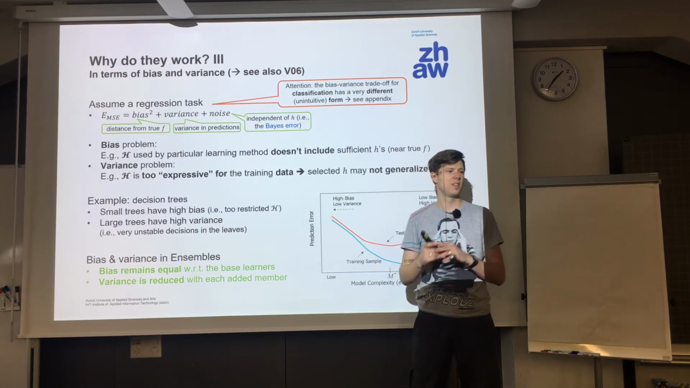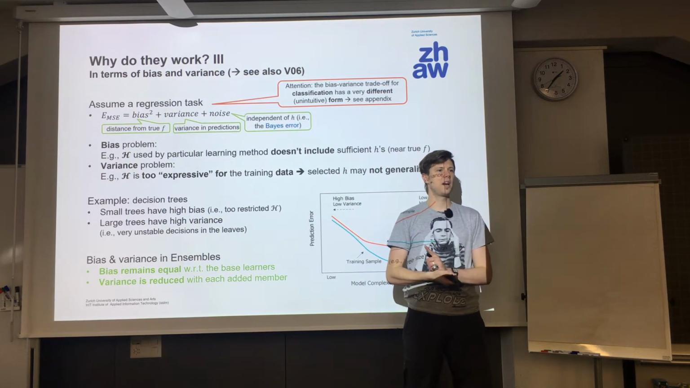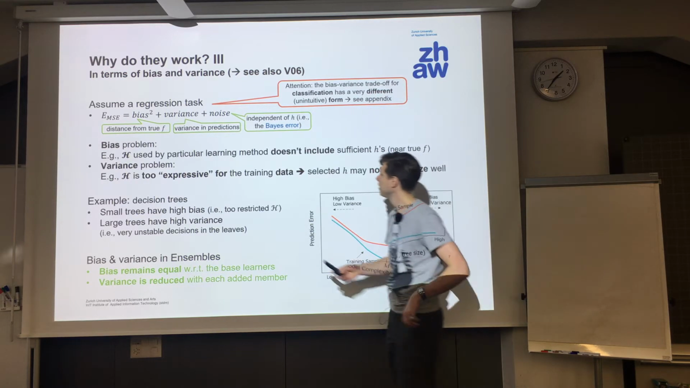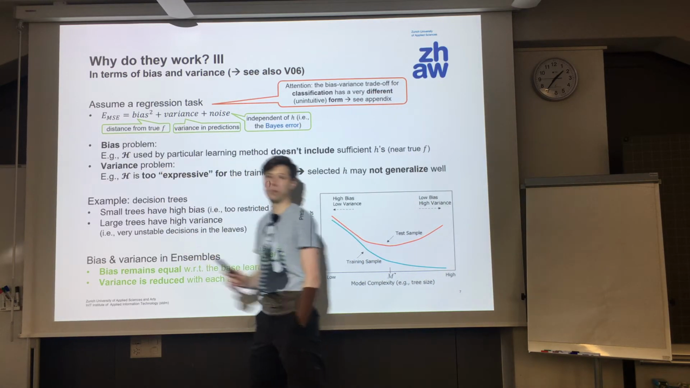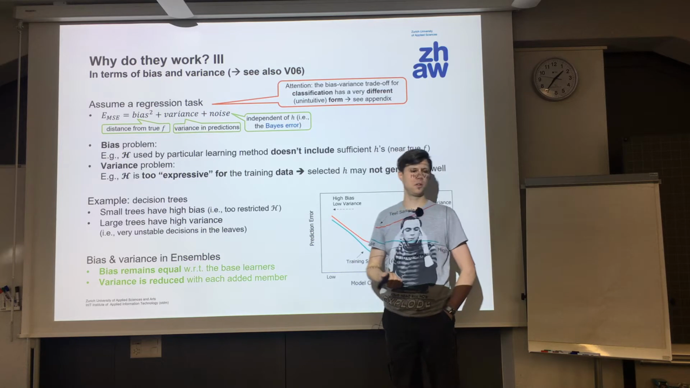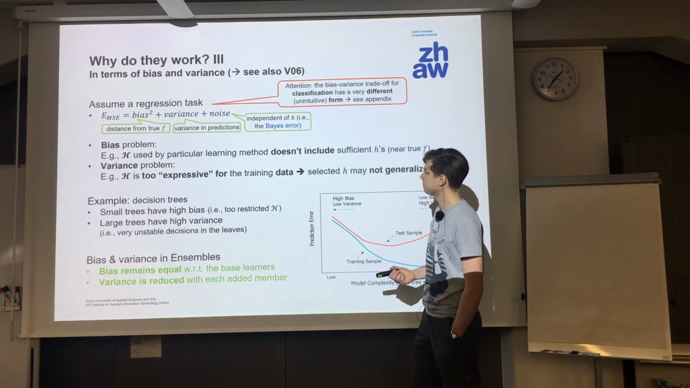It turns out that ensembles are a great thing because they don't do anything to the bias. The bias just stays the same.